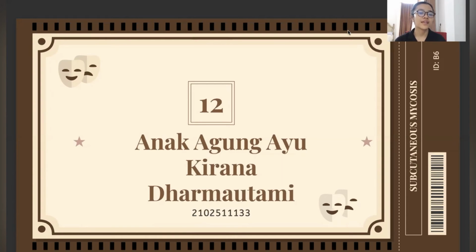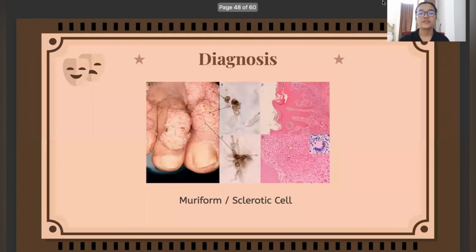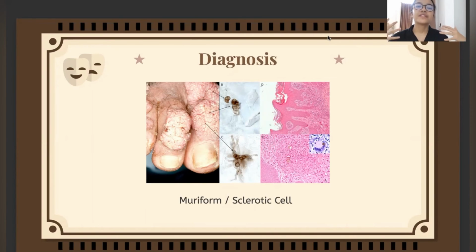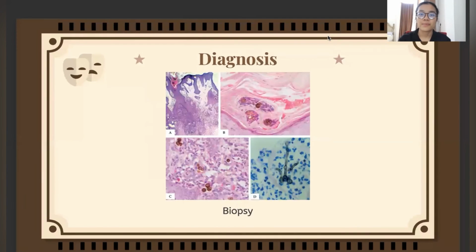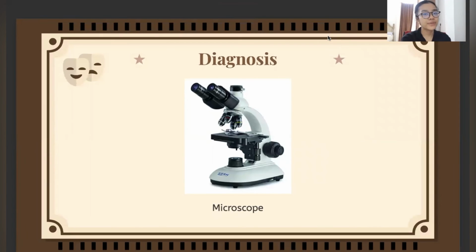Today, I'll be presenting about the diagnosis and treatments of chromoblastomycosis. In diagnosing chromoblastomycosis, we have to look for the presence of muriform or sclerotic cells, which are dark brown in color and divided by thick black septa. To identify this, we take a sample of the infected site, or a biopsy from the patient. Then we take a 10% potassium hydroxide solution and look at the sample under the microscope to clearly identify whether muriform cells are present.